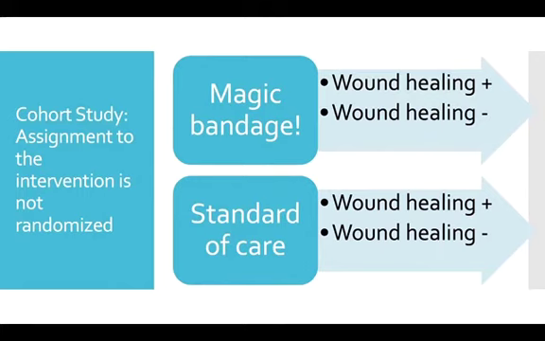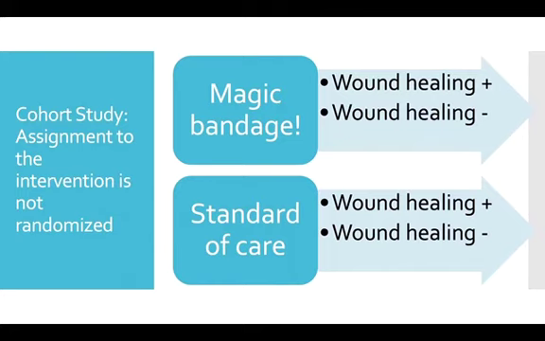Now, as I mentioned, in a cohort study, the assignment to that arm is not randomized. So if I were conducting this study, I could take the first 10 patients who walked into my clinic and assign them to magic bandage, whereas the next 10 patients who came into my clinic could be assigned to standard of care. The problem is that the first 10 patients, just out of coincidence or because of randomness, might actually have 10 wounds that are much more severe than the next 10 patients who come into clinic. And that might impact how much healing we see at the designated endpoint.